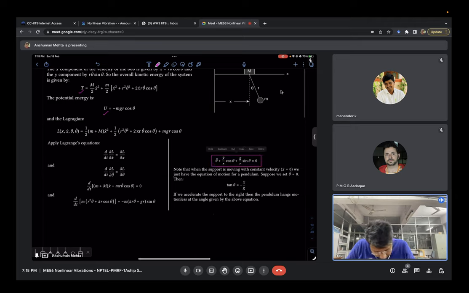Now we can observe here that when the support is moving with, let's say, constant acceleration, we just have this equation: tan theta is equal to minus the acceleration of x divided by g.